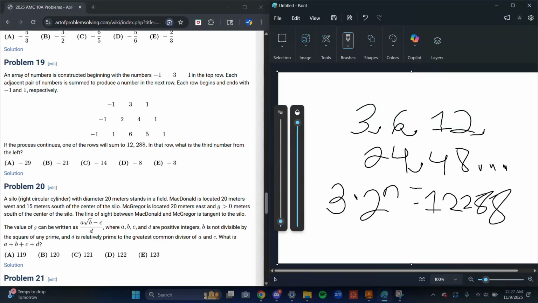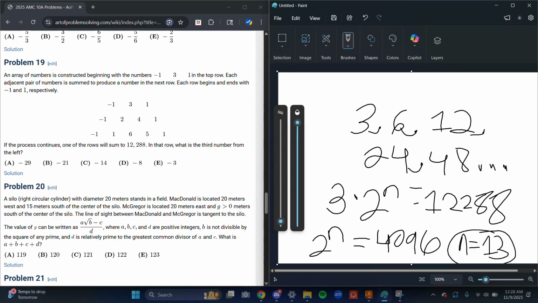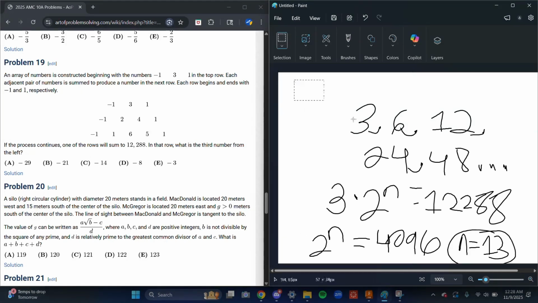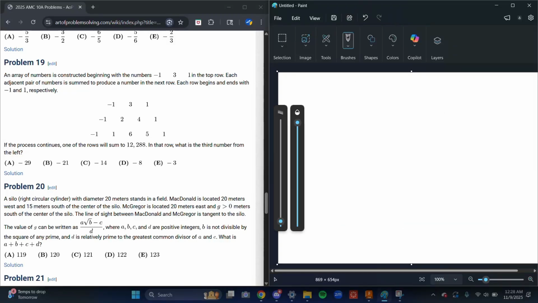12,288, right? So now we have to divide both sides by 3 to get 2 to the power of n is equal to 12,288 over 3. That is conveniently equal to 4,096. So now that means that n equals 13. So we essentially want the third term in the 13th row. Okay, so that kind of simplifies it down a bit. So we need the third term in the 13th row.